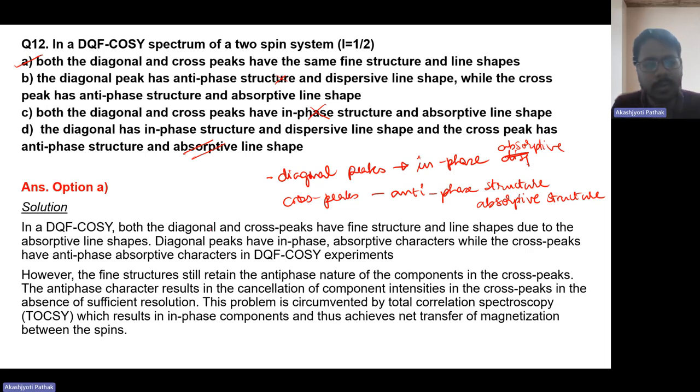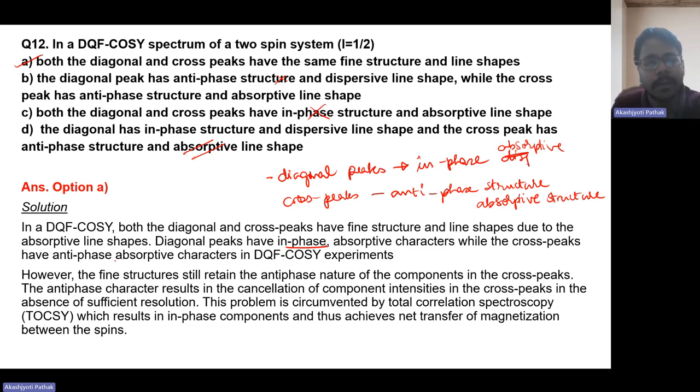In a DQF COSY, both the diagonals and cross peaks have fine structures and line shape due to the absorptive line shape. Why do they have fine line shapes? Because they are all cosine. But this last 90-degree pulse that you were applying converted the dispersive line shape into the absorptive line shape, and so you get fine structure in a DQF COSY, and it helps to improve the resolution. The diagonal peaks have in-phase absorptive characters, while the cross peaks have anti-phase absorptive characters.